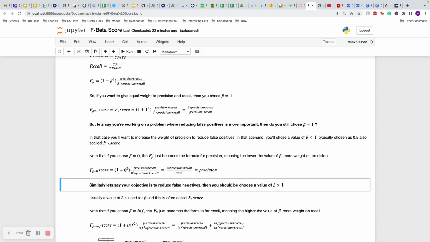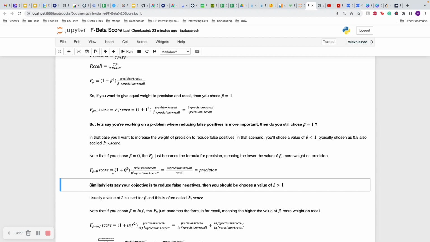Similarly, if you have an objective where you have to reduce false negatives, meaning that you have to identify the positive class, then you choose a beta of greater than 1. Let's suppose you work at a cancer screening facility. There, false positives are not that threatening, but a false negative can be threatening to someone's life. So you want to reduce false negatives, so you choose a value of beta greater than 1. Usually, a beta value of 2 is chosen. We also call this the F2 score.